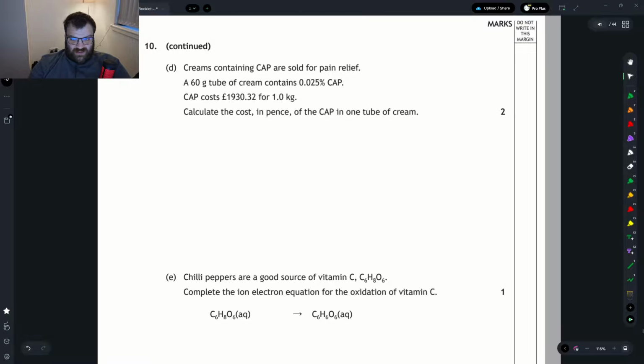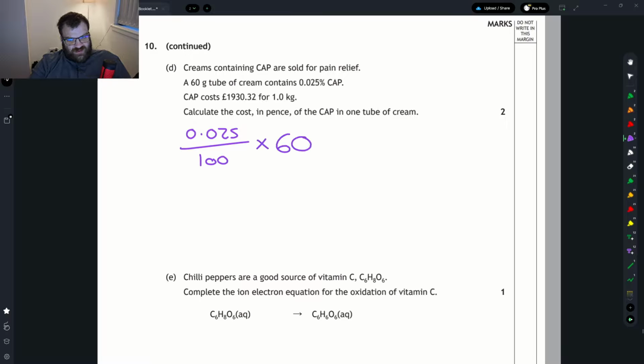This one, we're asked to calculate the cost in pence of CAP in one tube. Okay, so 60 grams contains this many percent of CAP. My first leaning is to work out what 0.025% of 60 would be. So percent is out of 100, so that number over 100 times 60. Or you can use the percentage button in your calculator if you prefer. That for me gives me 0.015 grams.